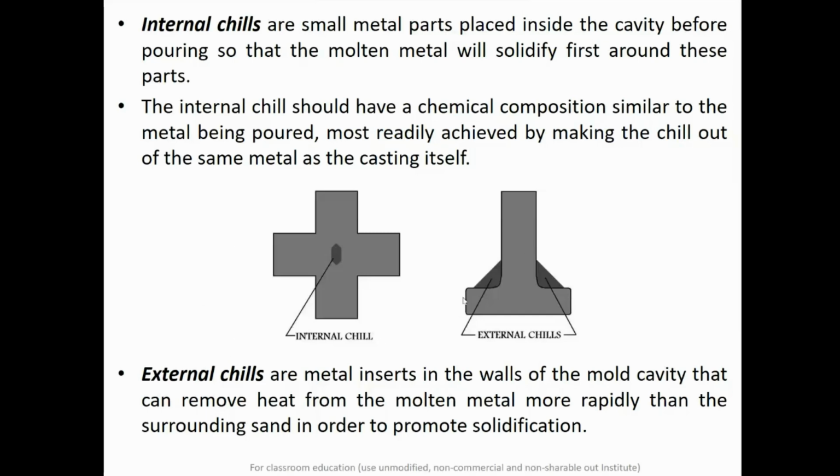Now there are external chills. Suppose you don't want to add an extra material into the casting, so sometimes external chills are placed. These are metal inserts placed in the wall of a mold cavity that can remove heat from the molten metal more rapidly than the surrounding sand in order to promote solidification. You all know that sand is a ceramic material, and it has a lower heat transfer rate. So in order to improve this heat transfer, you can attach metal chills, external chills, to promote the solidification process. Now the solidification will initiate from this region and then progress toward this side.